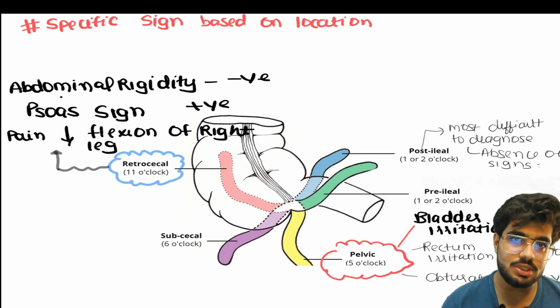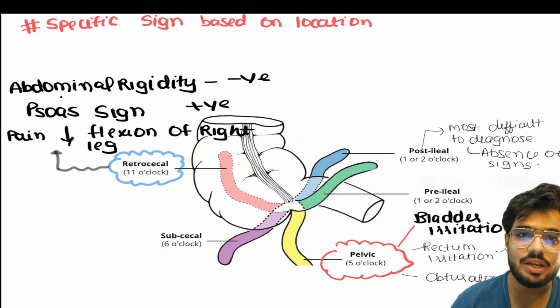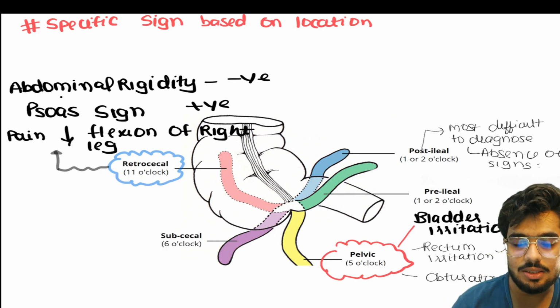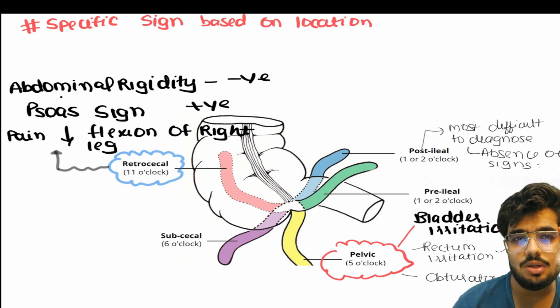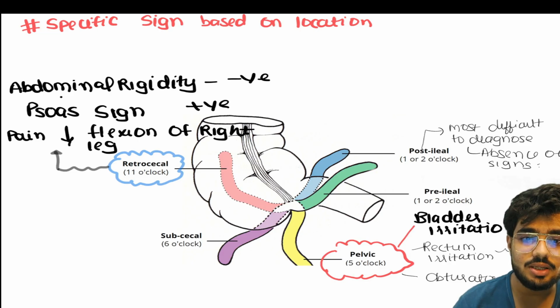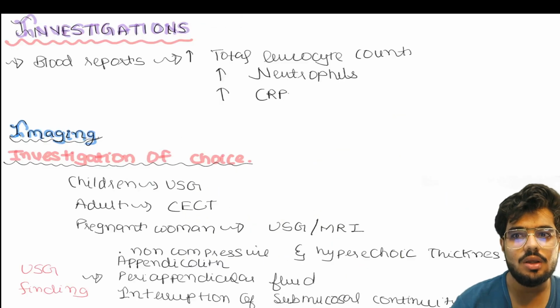And in case of the post-ileal, it is the least common position which we can find of the tip of the appendix, and it is hard to diagnose because all these five signs which you have studied so far will be absent in case of the post-ileal position of the tip of the appendix.